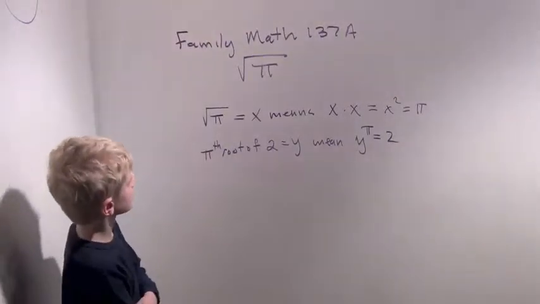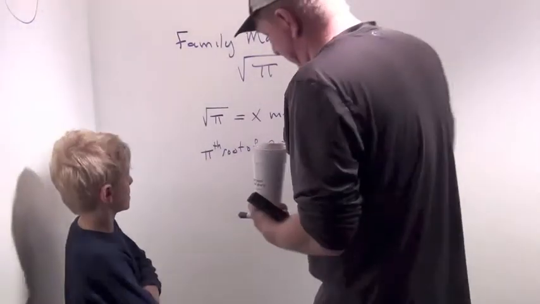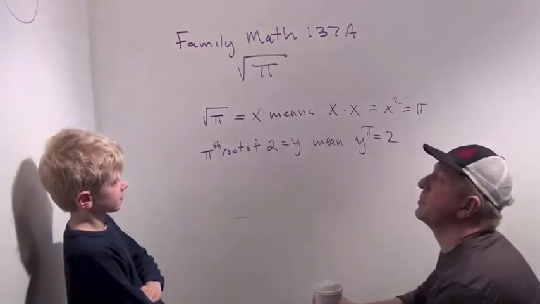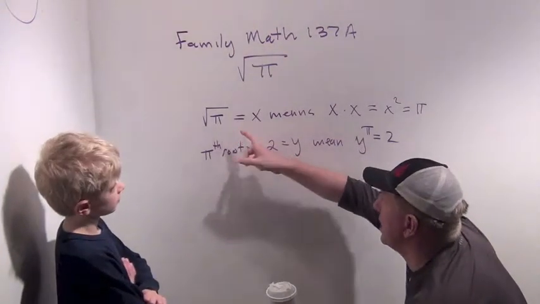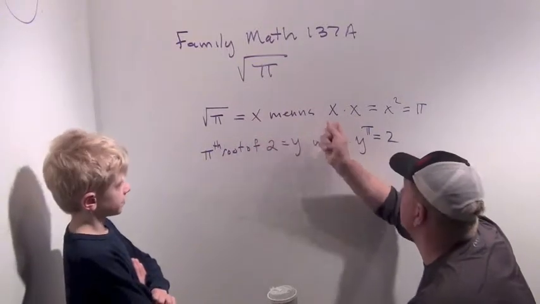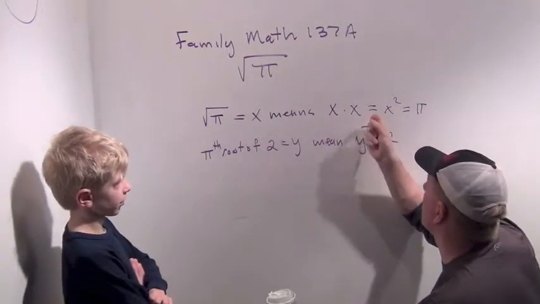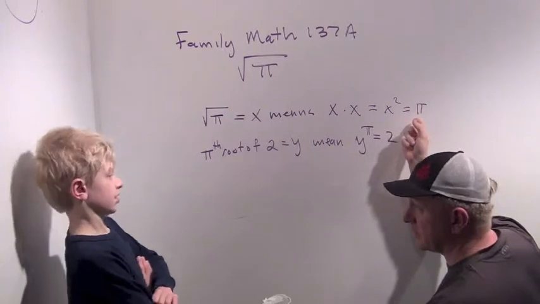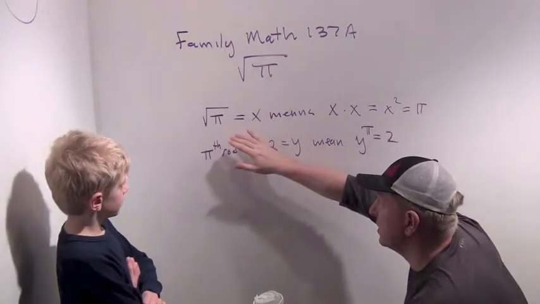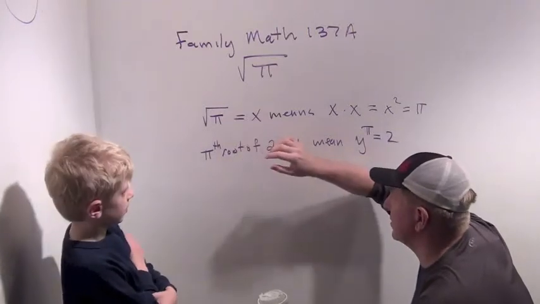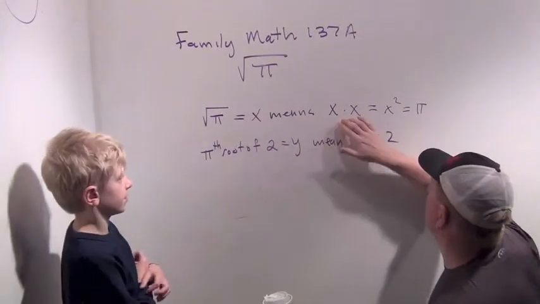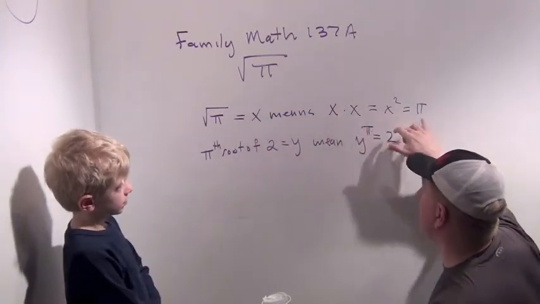Okay, here's the challenge problem that Chris Long from Twitter came up with. He said, if the square root of pi is some number x, that means x times x equals, or x squared is pi. That's what the square root means, just like the square root of 3 equals x means that x times x equals 3. So our number squared is pi.